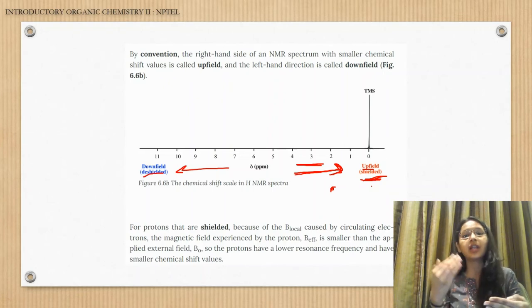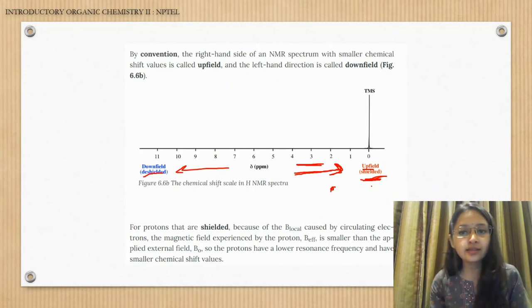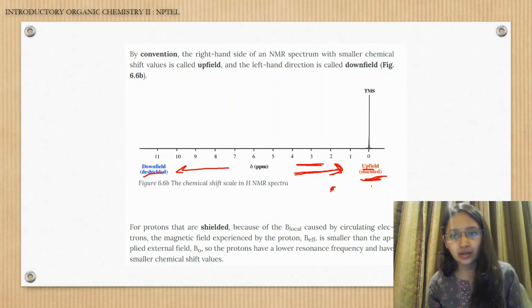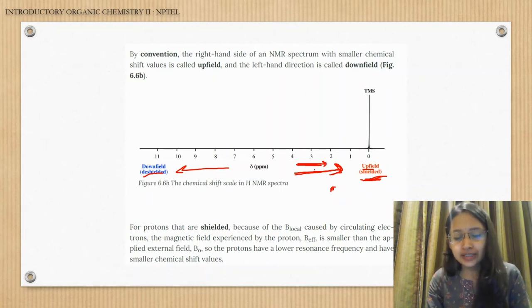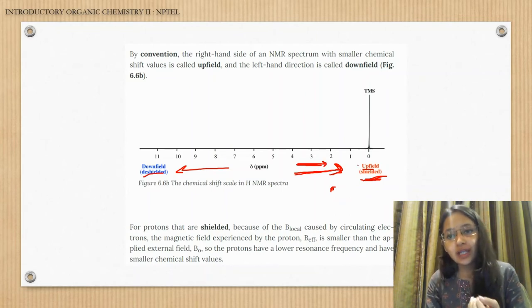So the field the nucleus experiences is not the applied magnetic field alone; it is the applied magnetic field minus the secondary magnetic field, that is the magnetic field generated by the electron density around the nucleus. So the applied magnetic field minus the secondary magnetic field is the field experienced by the nucleus in the shielded case. When the nucleus is shielded, the chemical shift value will be upfield, that is, a lower chemical shift value.